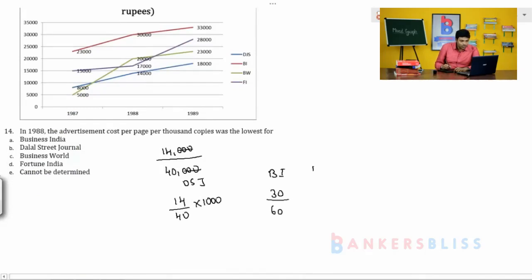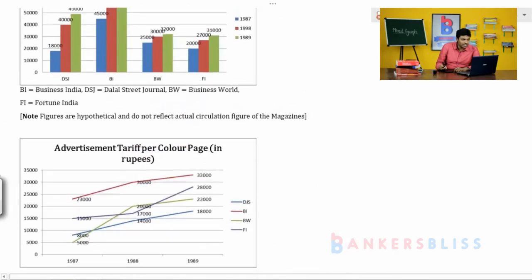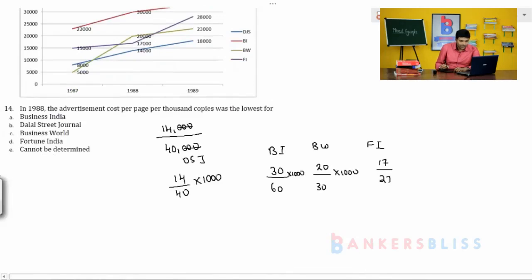Next, Business World. Business World light green, that is 20,000. I write only 20 divided by 30,000. I write only 30. For this also I have to multiply it by 1000. Next, after Business World, I get Fortune India, that is the last one. That is 17,000. I write only 17 divided by the total circulation of the magazine, 27,000. I write only 27 into 1000. For every value we are multiplying by 1000, so you can neglect 1000.